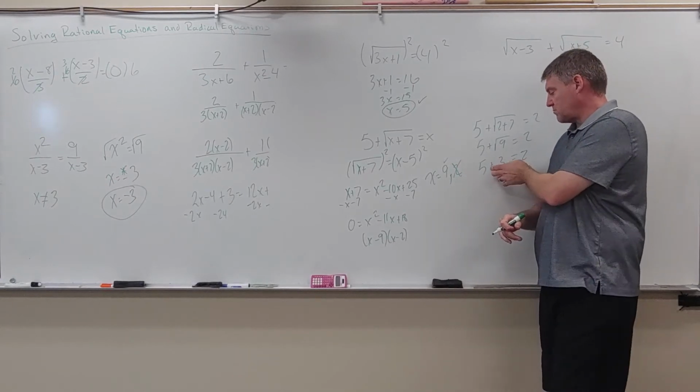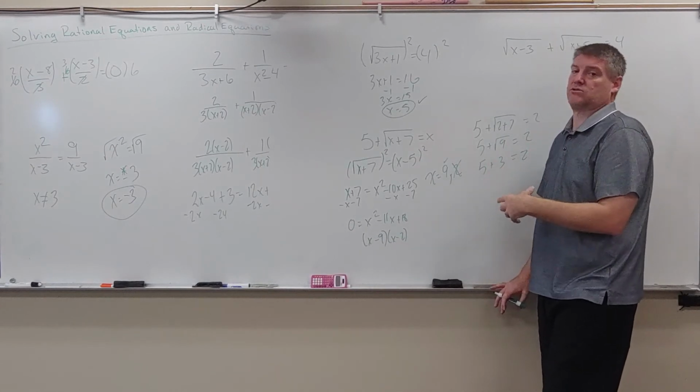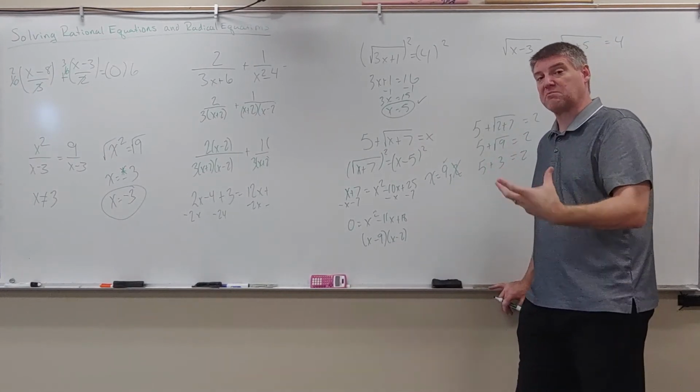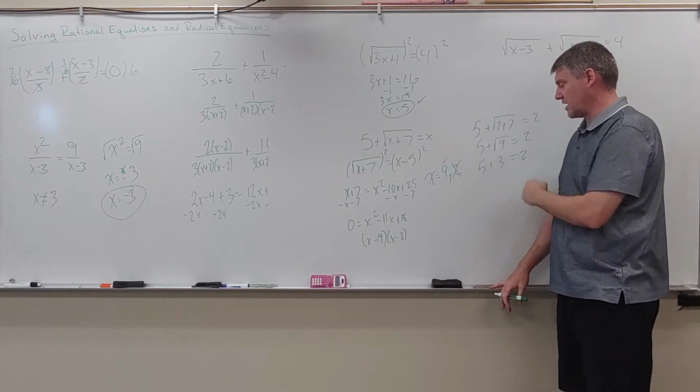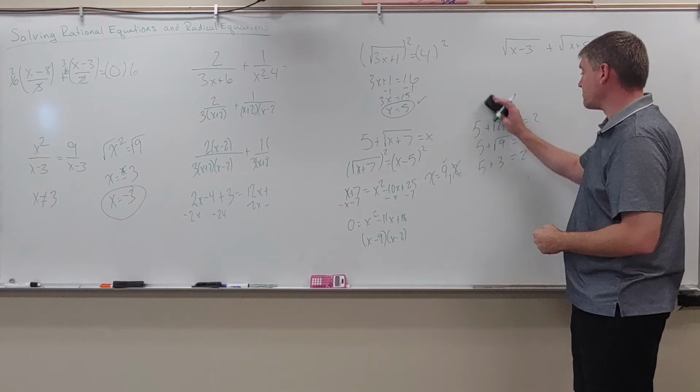Because remember, what it's trying to do here is take the negative side of that square root. So instead of taking the square root and taking the principal side, it's trying to take that negative side. So this one does not work. So our only solution is 9 here.